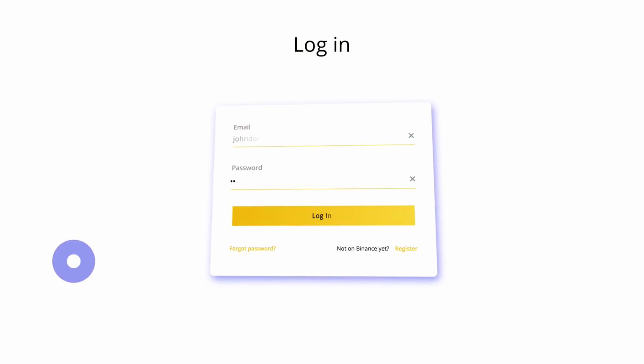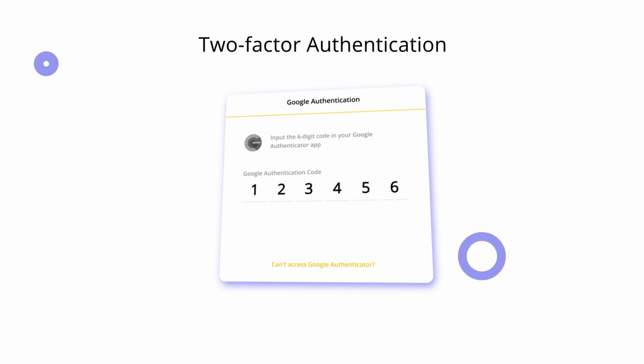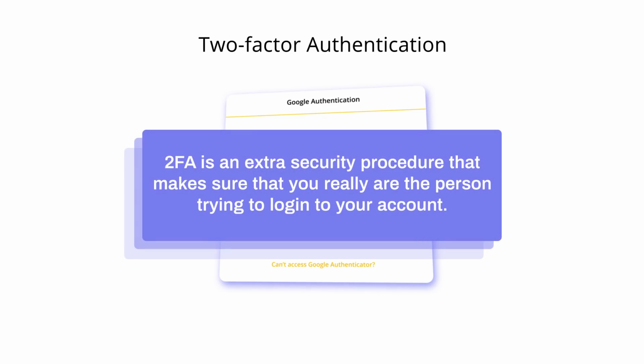First, sign on to your Binance account. If you don't have an account yet, click on Register to create one. Remember to also set up two-factor authentication. This is a security procedure that guarantees you are really the person trying to access your account.